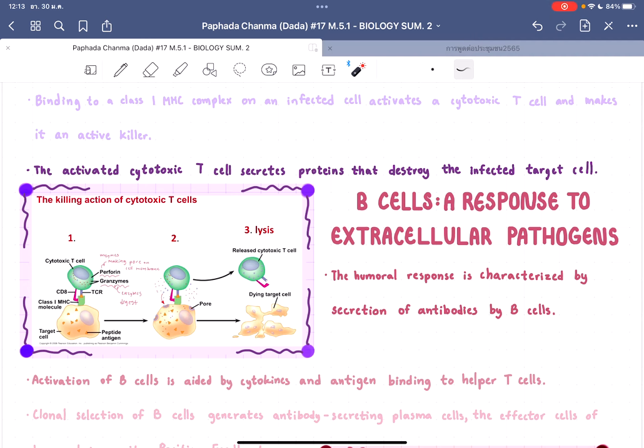B cells respond to extracellular pathogens. The humoral response is characterized by secretion of antibodies by B cells.